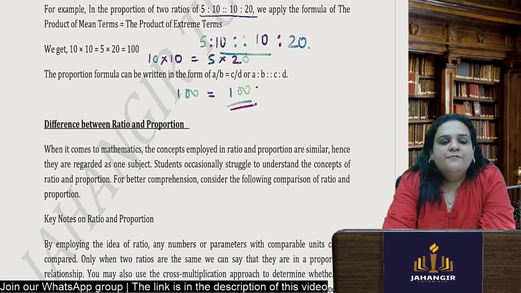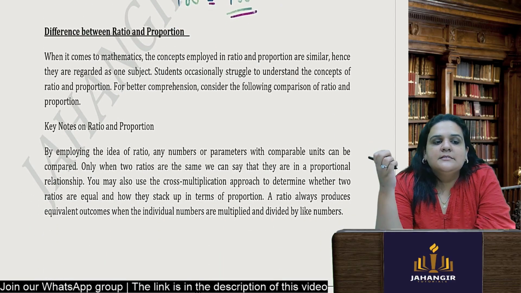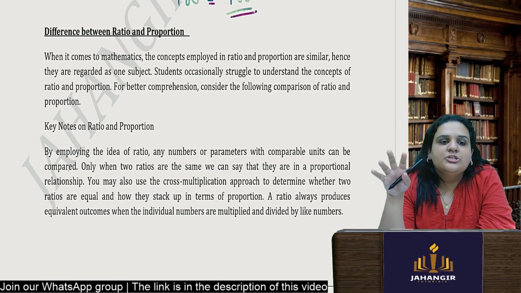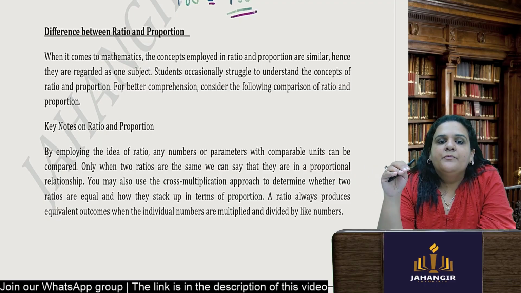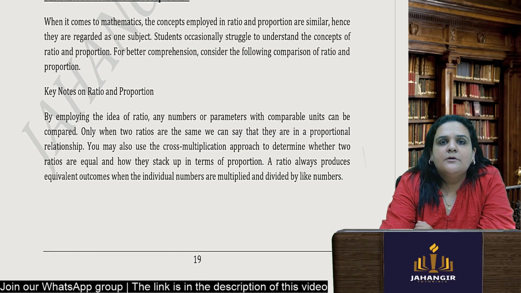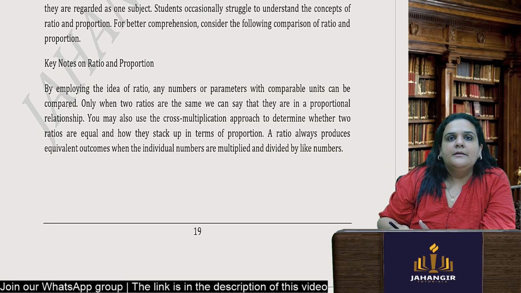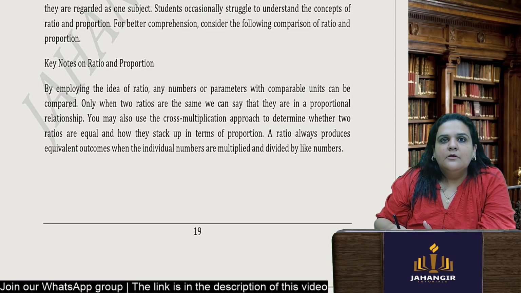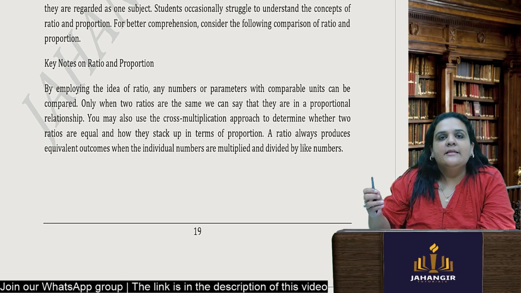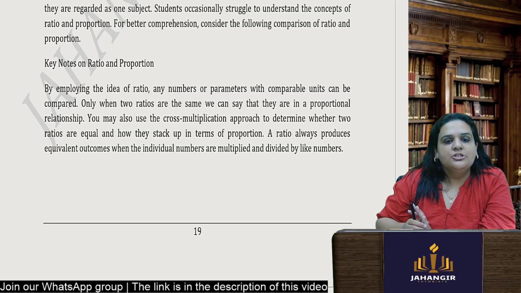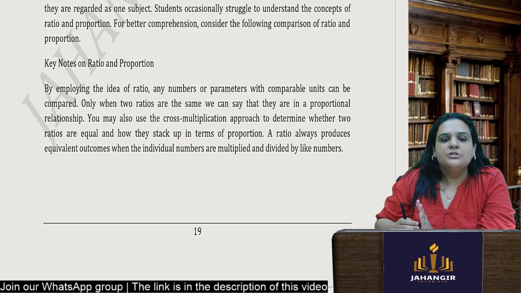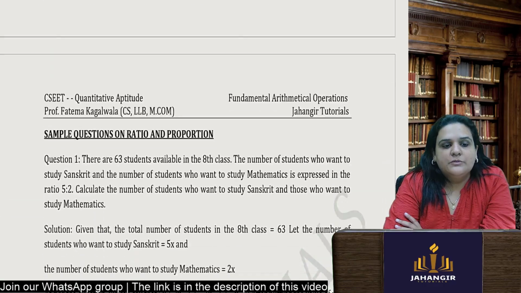Now, what is the difference between ratio and proportion? Generally they are similar. Students occasionally struggle to understand the difference, but actually there is not much difference. Ratios are any numbers or parameters which are comparable with others. When two ratios are written in the same manner, there is a proportional relationship.